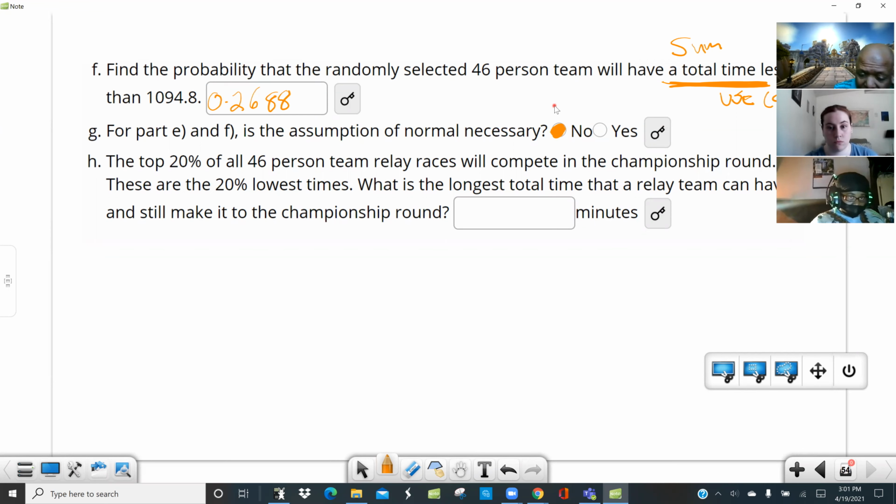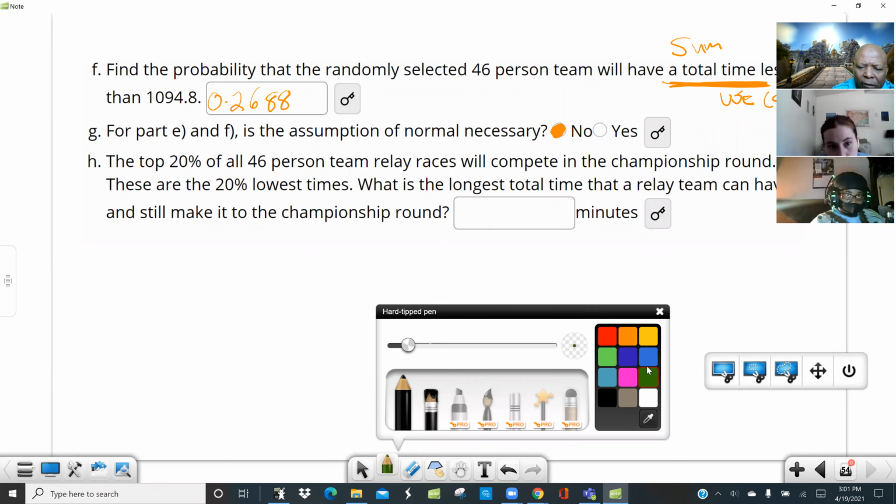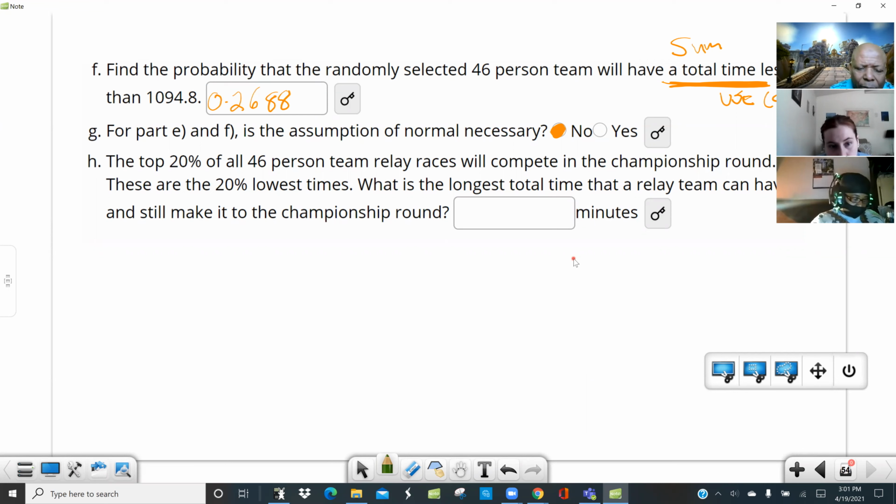Part H is very interesting, and I'm glad I remembered to record it, because I'd forgotten, but this is very important. Let's read it very carefully. The top 20% of all 46-person team relay races will compete in the championship round. These are the 20% lowest times. This is running, so in other words, whoever finishes earlier is the fastest, isn't it? What is the longest total time that a relay team can have and still make it to the championship round?